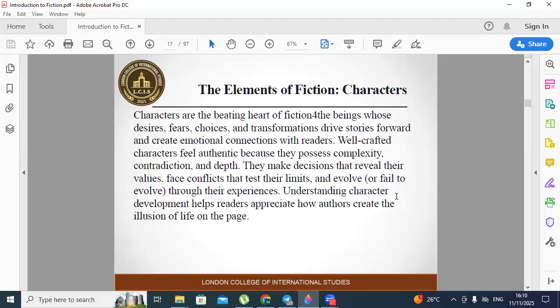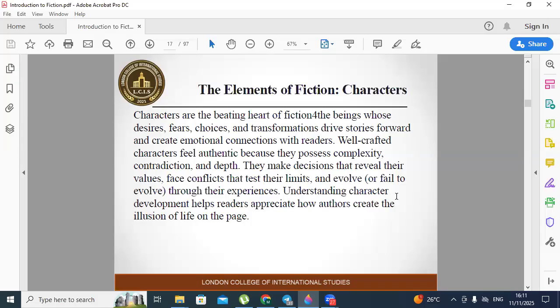Now we turn to the second fundamental element. Characters are fiction's beating hearts, the beings whose desires, fears, choices, and transformations drive stories forward and create emotional connections with readers. Without compelling characters, the plot becomes mechanical. Events happen, but we do not care.